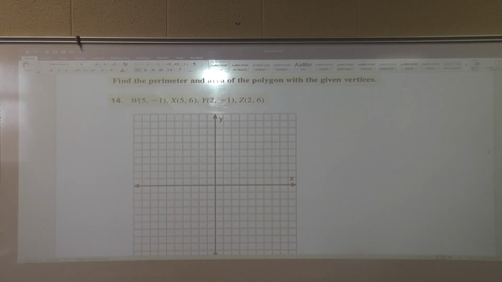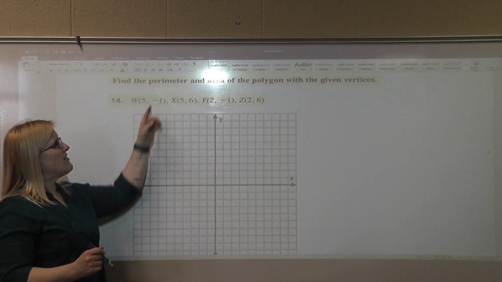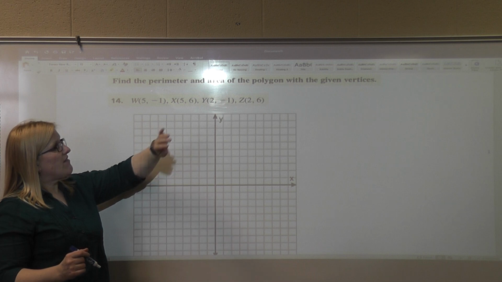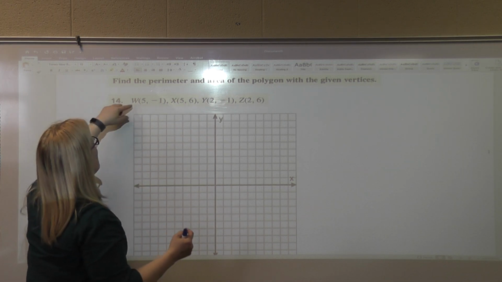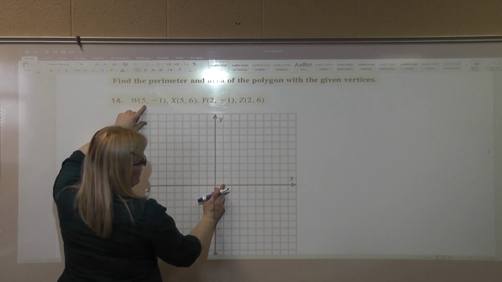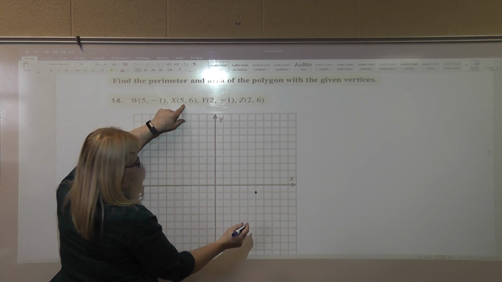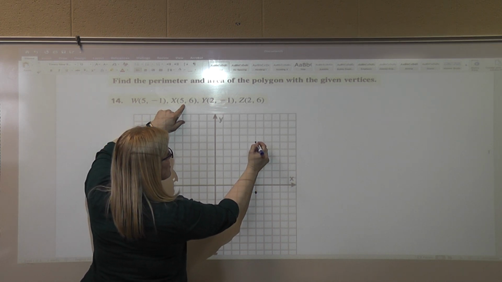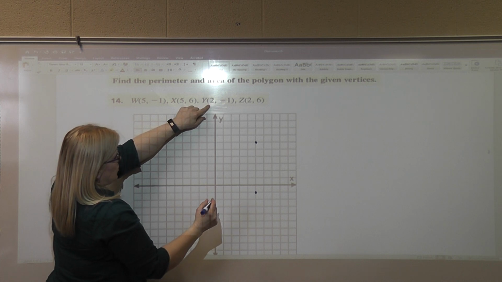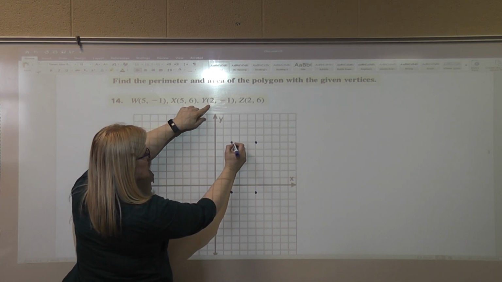Right, number 14. They ask us to plot these points and to find the perimeter and the area of the polygon with those vertices. So I've got 5, -1. I've got 5, 6. I've got 2, -1, and I've got 2, 6.